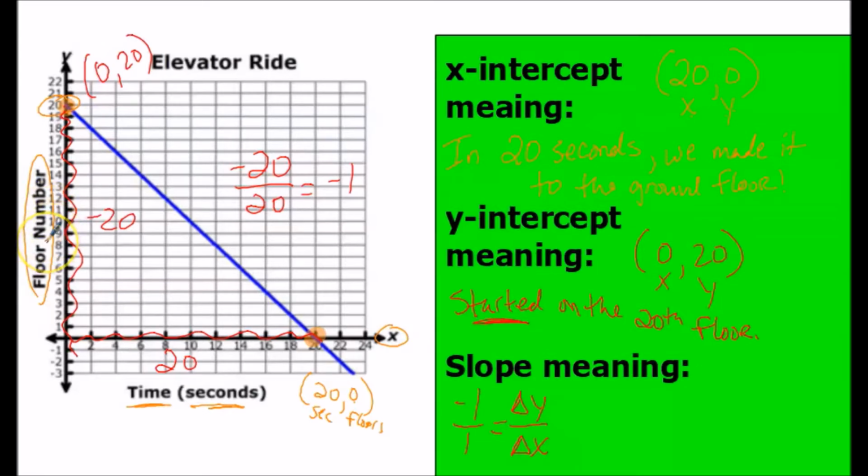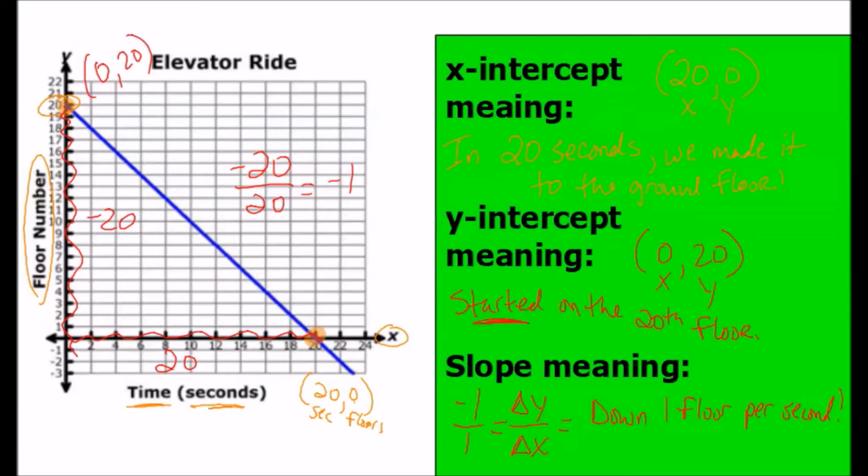Bam! Y is floor, and then x is time. So could we say that we're going down 1 floor per second? All right. And so let's see if that makes sense. If I go down 1 floor per 1 second, bam, then I know exactly what my slope means. All right. So that's how you do these real world problems and understanding the meaning.